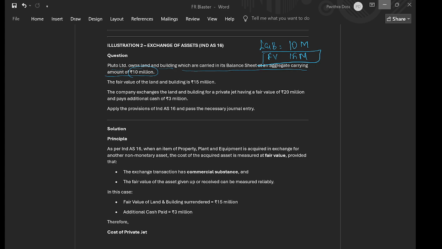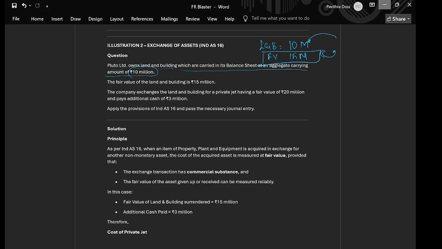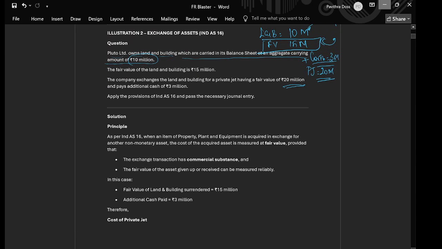Now the company exchanges this land and building, so they are giving this, and what they are getting is a private jet whose fair value is 20 million. And they are also paying cash of 3 million. Now let us see what the journal entry is with regard to this. So we are giving up a non-monetary asset to buy an asset. What we are giving up is a non-monetary asset.